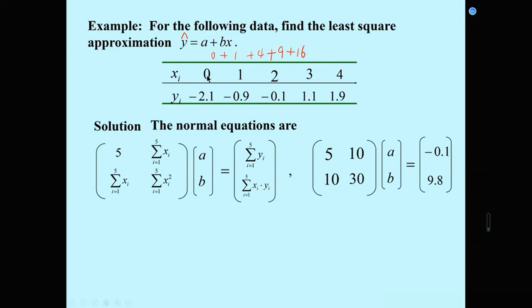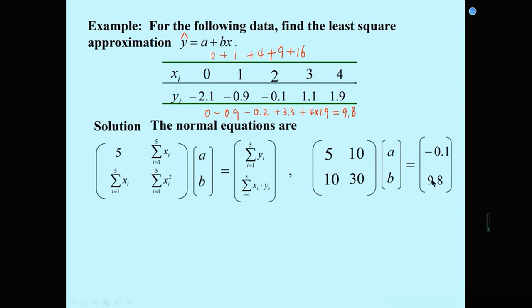Okay? And next is the summation of xi multiplied by yi. Okay, so here, 0 multiplied by minus 2.1 is 0, right? Plus 1 multiplied by minus 0.9, so that means minus 0.9. Okay, plus 2 multiplied by minus 0.1, so minus 0.2, it's okay? And plus 3 multiplied by 1.1, so it should be 3.3. It's okay? And plus 4 multiplied by 1.9. Okay, you can check the summation. The summation is just 9.8.